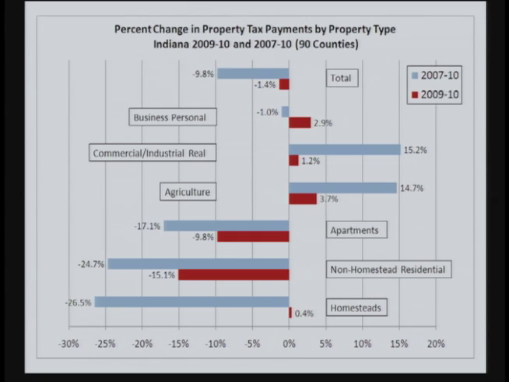In total, a 9.8% decline. That's the result of the increase in the sales tax from 6% to 7% that occurred in 2008. That was the additional $1 billion or so that was delivered to property tax relief.